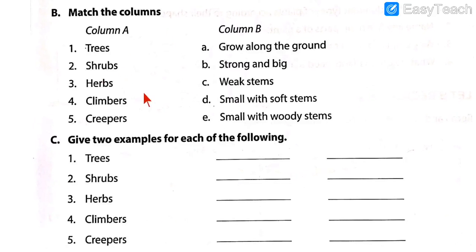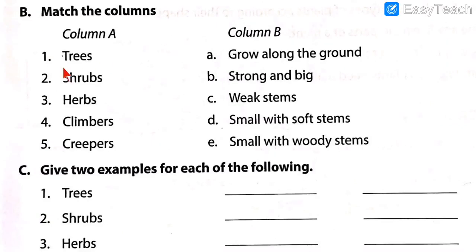Now match the following also were covered in the previous video. Very quickly I will mark the answers so that you can revise and learn it again. So here are the two columns, column A, column B. Column A: trees, shrubs, herbs, climbers, creepers. The 5 types of plants are given. Over here, column B: grow along the ground, strong and big, weak stems, small with soft stems, small with woody stems.